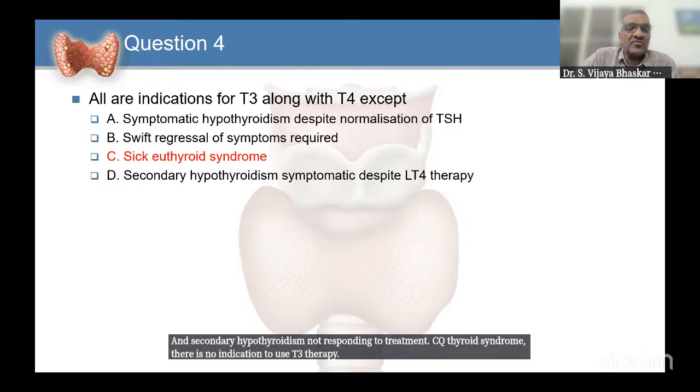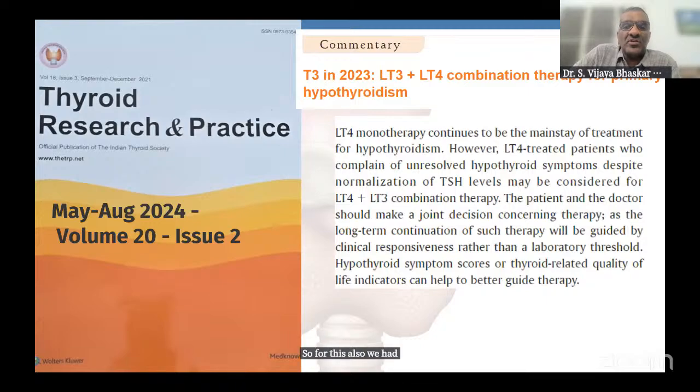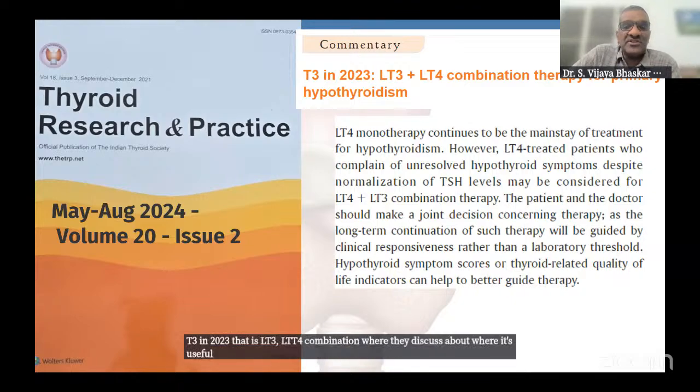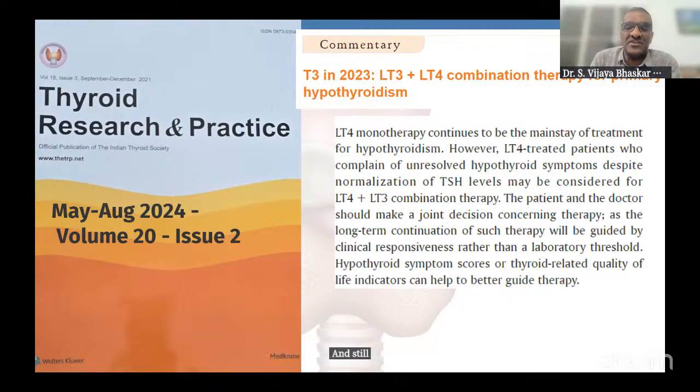For this also, we had a good commentary on T3 in 2023, that is the LT3, LT4 combination, where they discuss where it's useful, mainly for patients who have normalized TSH levels and still are symptomatic. We consider the use of the T3 plus T4 combination.